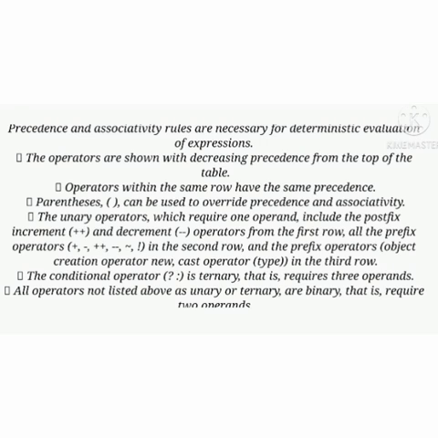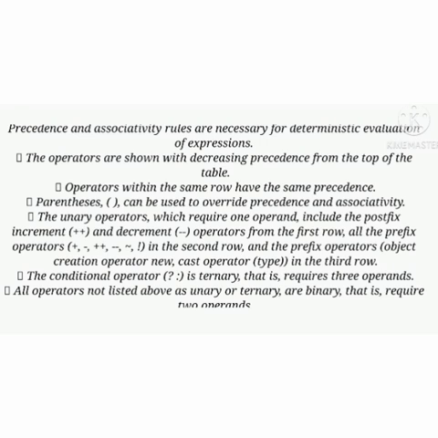Here are the rules. The operators are shown with decreasing precedence from the top of the table. Operators in the same row have the same precedence. Next, parentheses can be used to override the precedence and associativity. The unary operators, which require one operand, include the postfix increment and decrement operators in the first row. All the prefix operators are in the second row.